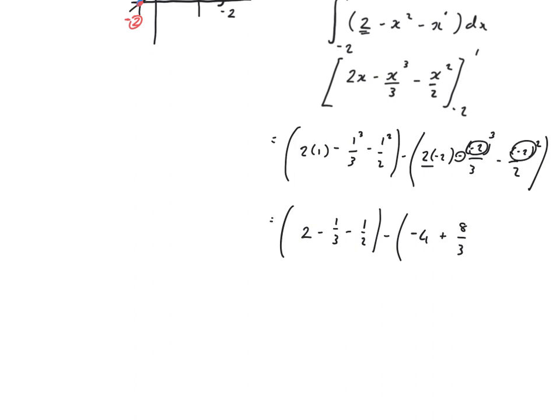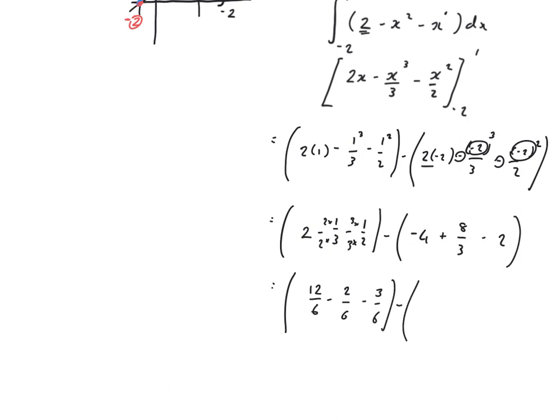And then minus 2 squared is 4, but there's a minus in front, so it's minus 4 over 2, which is just minus 2. Okay. So let's get a common denominator here. Let's write things in sixths. So 2 could be written as 12/6 minus 2/6 minus 3/6.